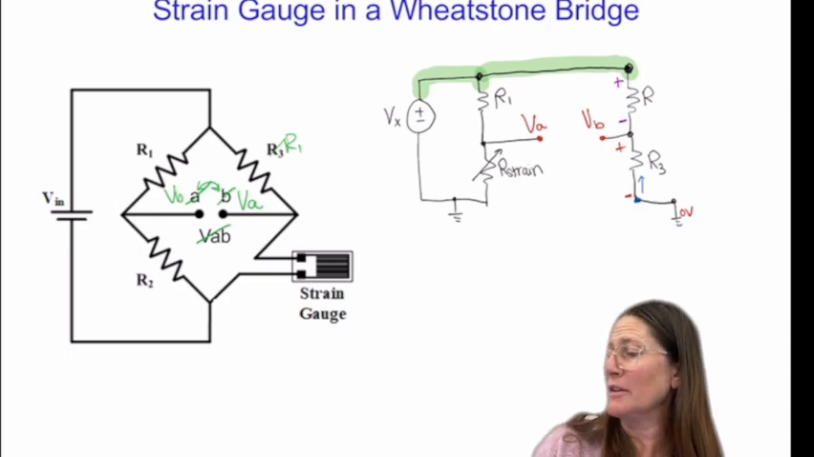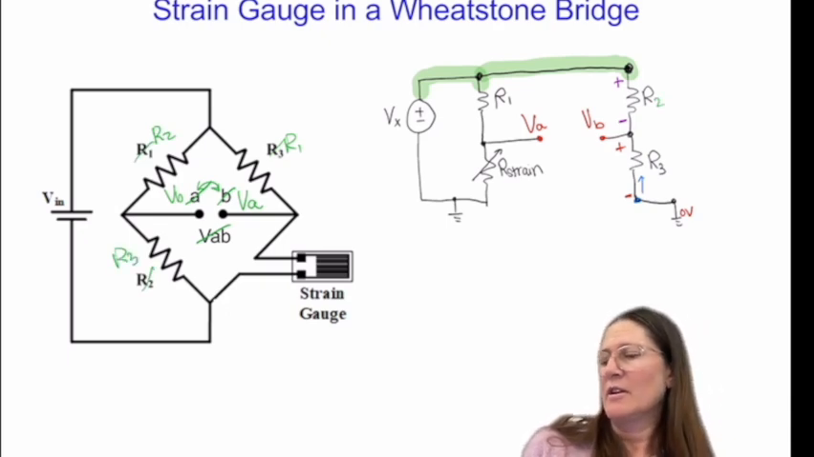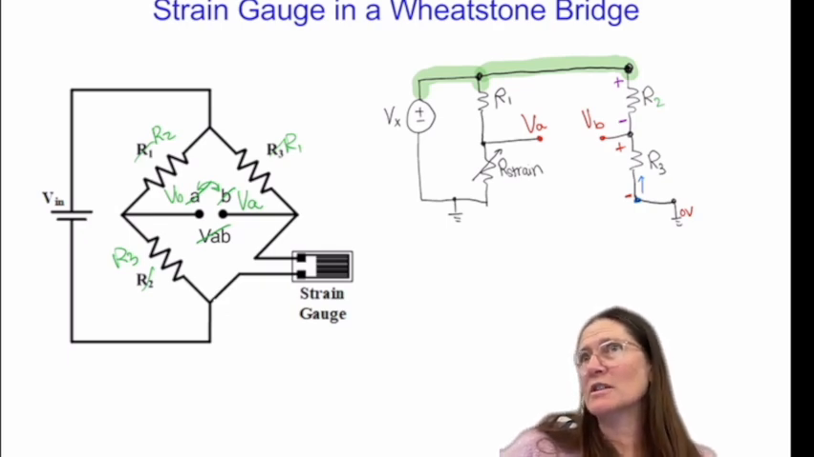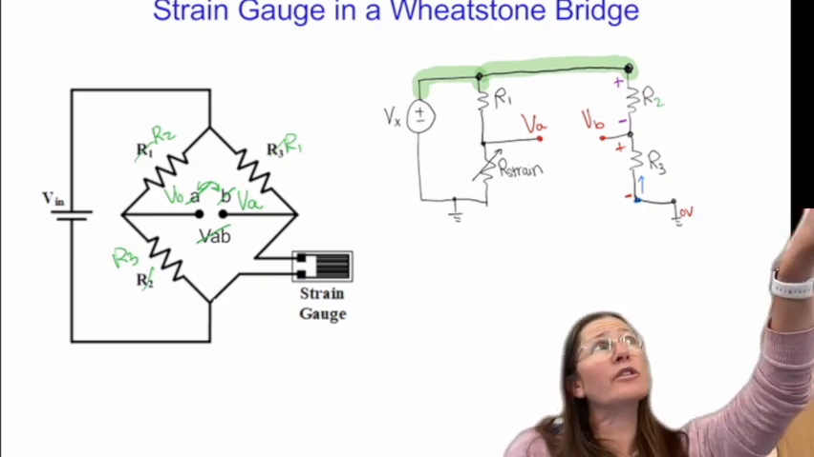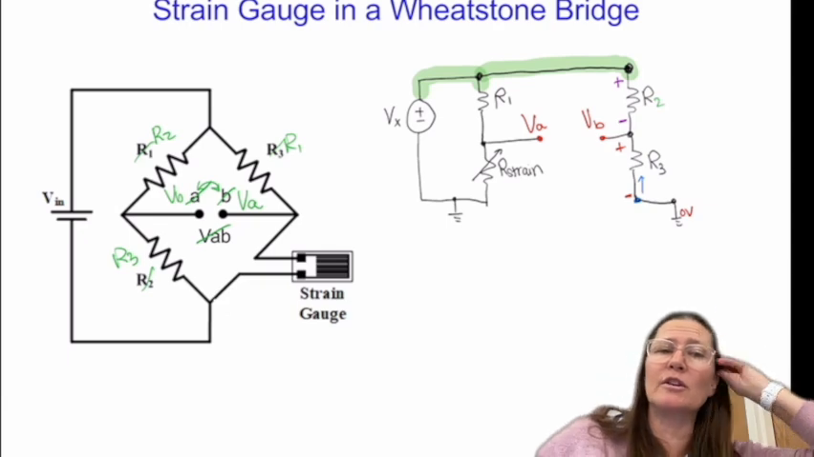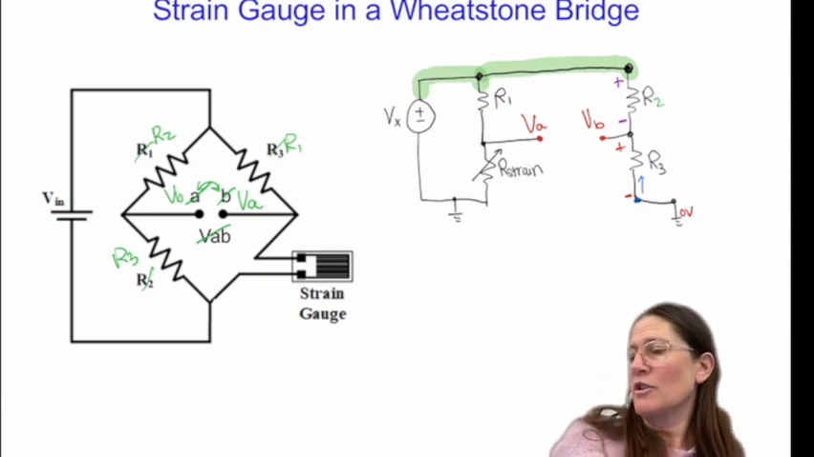I guess this is R1 and this was R2. Okay, so this is actually a chip that you can get, and it already has these resistors on there. So they'll have either 2 resistors or all 3 of them, and you can externally add in this strain gauge.